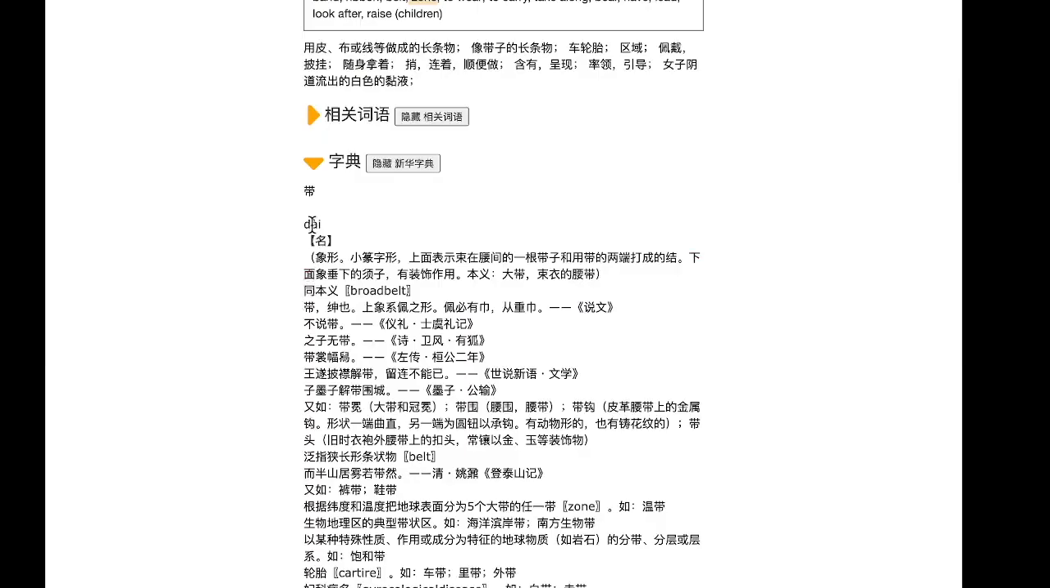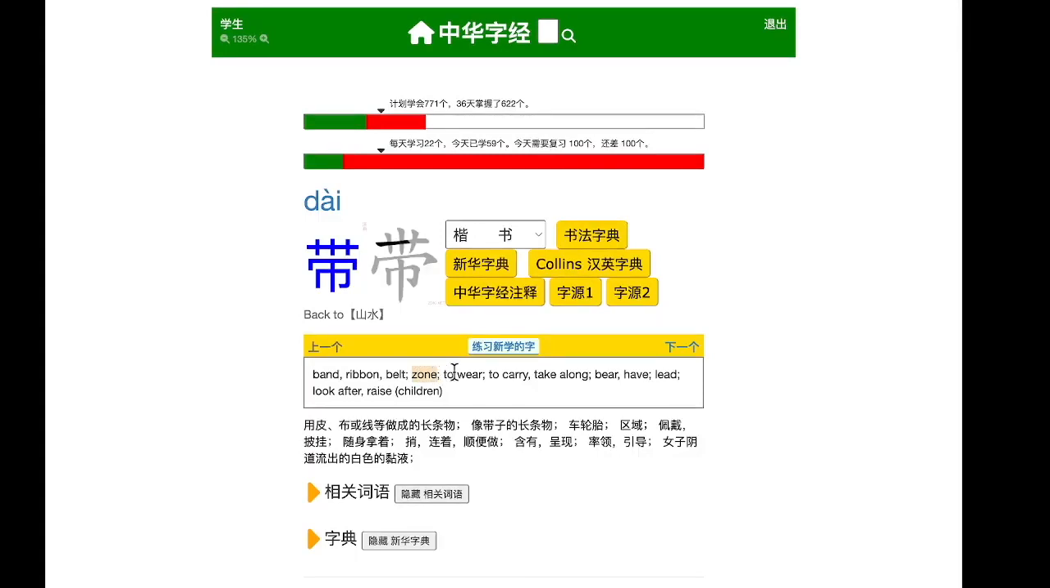A zone or an area, a region, if you say like 热带, the warm zone, refers to tropical climates. If you say like the Bible Belt or the Rust Belt, those kind of regions in America. If you wear a scarf or a hat, necklaces, earrings, bracelets, I think all use 带. Whereas the ones where you put your body inside it, you would call 穿. To carry, to take along, to bear, to have. These are also 带. Lead, if you lead a team or you lead a company, lead an expedition, it'd be 带. Look after or raise children is also 带.